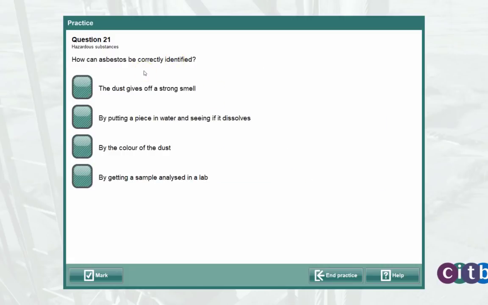How can asbestos be correctly identified? The dust gives off a strong smell. By putting a piece in water and seeing if it dissolves. By the colour of the dust. By getting a sample analysed in a lab.